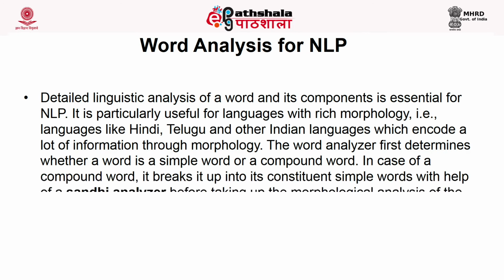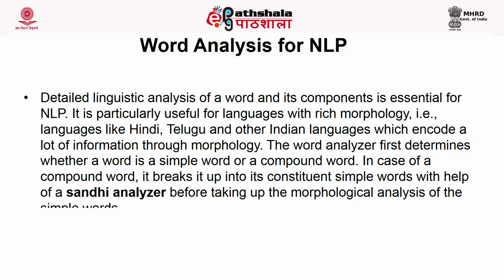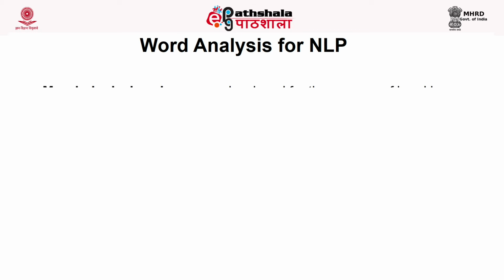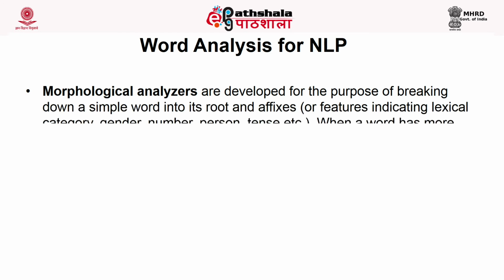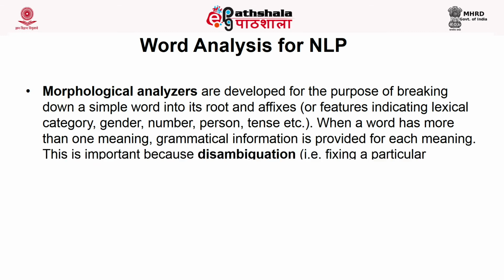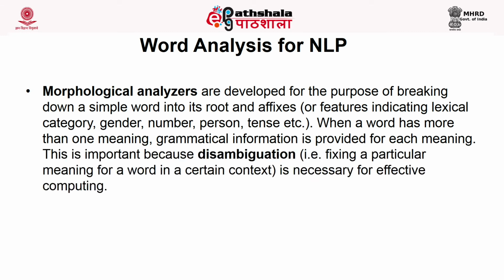There is something called a word analyzer, which first decides whether a word is a simple or a compound word. In the case of a compound word, it breaks it up into its constituent simple words with the help of a Sandhi analyzer before taking up the morphological analysis of the simple words. What does the morphological analyzer do? Its purpose is to break down a simple word into its root and affixes. When a word has more than one meaning, this can be disambiguated by providing grammatical information for each meaning. This is very important for computing because the meanings have to be fixed to words.